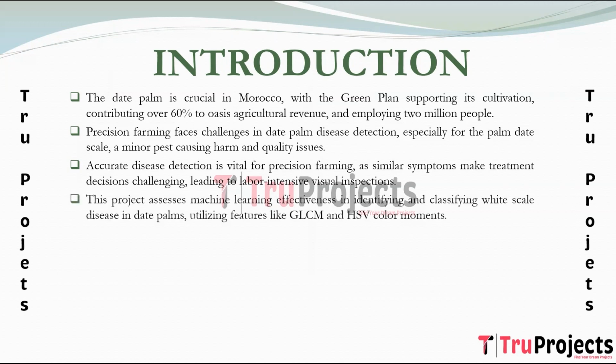The primary aim of the project is to assess the efficiency of machine learning methods in identifying and categorizing white scale disease within date palms. To achieve this, the project employs feature extraction techniques on a multi-scale image dataset, generating descriptors such as gray level co-occurrence matrix, which is GLCM, and hue, saturation, and value, which is HSV color moments. These characteristics are then utilized to train classical and ensemble-based machine learning models.